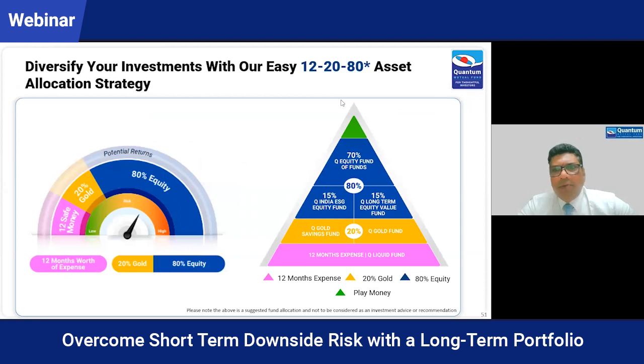So one more question on this, again on the asset allocation only. When we are suggesting 12-20-80, we have a multi-asset fund, we have a bond fund, we also have a bond fund, and those funds do not make their way into your asset allocation. So Chirag, your views on it. So of course, the gold fund is part of it.